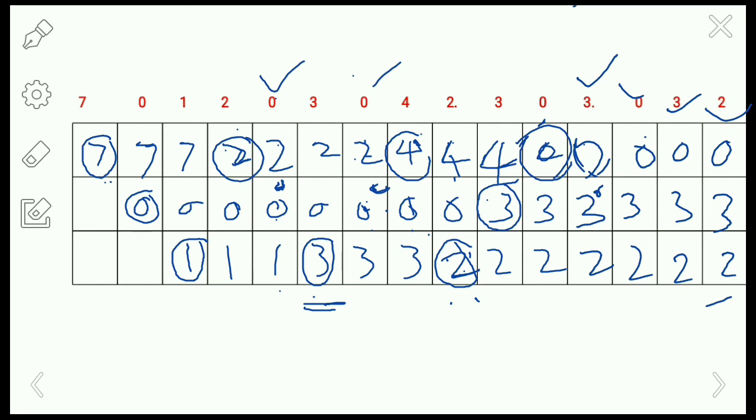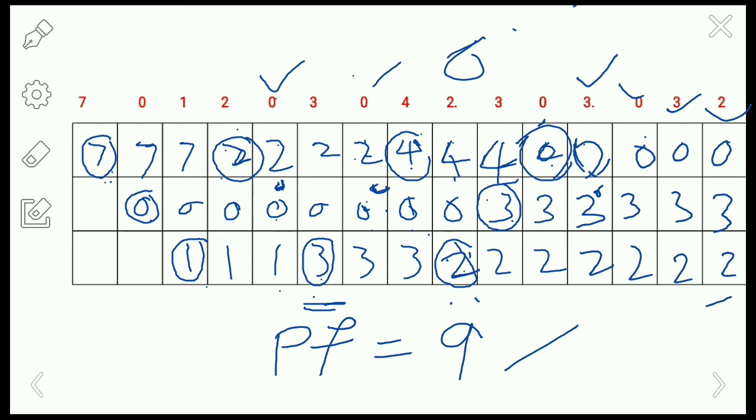Here the total page faults are 1, 2, 3, 4, 5, 6, 7, 8 and 9. So the total page faults are 9, and the hit ratio here is 6, right? Hit ratio is 6. So this is about the LRU algorithm, and thanks for watching my video.